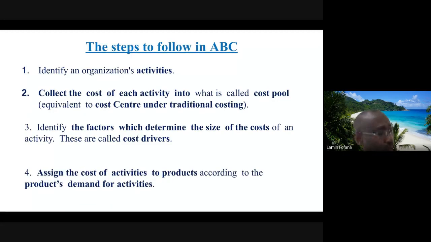So we'll get more examples. The fourth stage is to assign the cost of activities to the products, to the product's demand for activities. It's very similar to the steps that you undergo when you are calculating absorption costing. For example, number three, to determine the size of the cost, will mean to calculate your OAR. Then number four will be to apply your OAR, that is to do the actual absorption. So number four equates to that in absorption costing. Four is to assign the cost of activities to the products according to the product's demand for those activities.